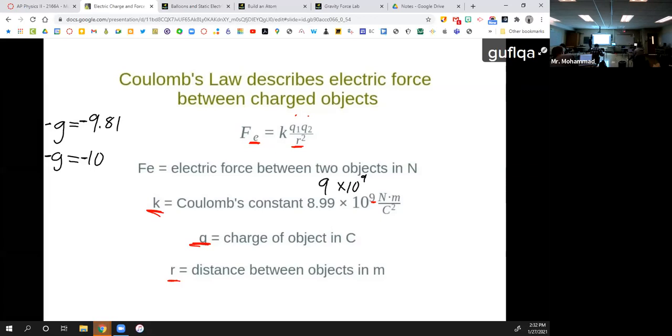One other thing, the hardest thing about this formula is having to put distance in meters, because we're usually dealing with subatomic distances or atomic level distances. So you'll be dealing with some weird distances there sometimes.